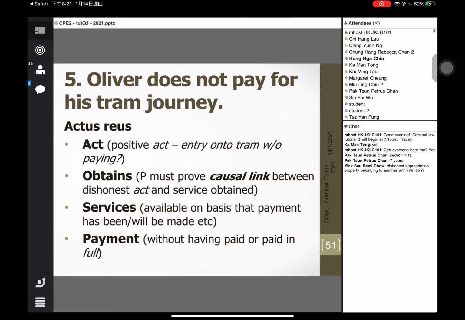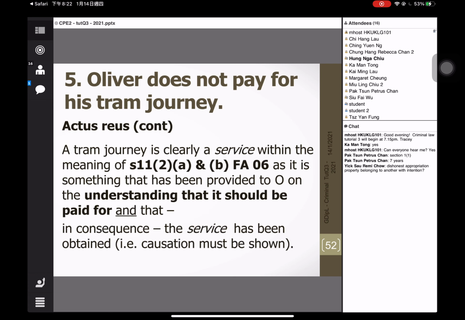So the act suggests a positive act, so boarding the tram without paying. Obtaining, the prosecution have to prove a causal link between the dishonest act and then, as a result, because this is a result crime, the service is obtained. So yeah, that's a possibility here. And the services are available on the basis of payment, and the payment is not made at all or not made in full. Okay, so here, yeah, the tram ride, clearly a service.